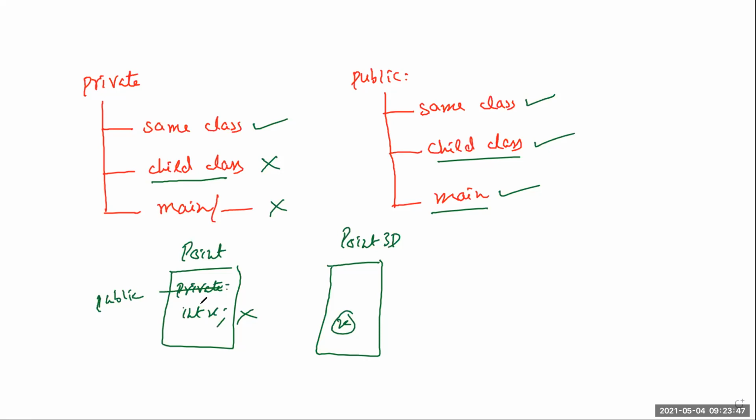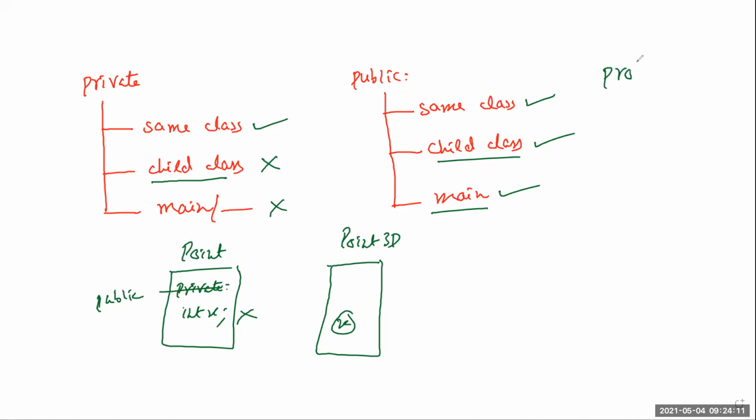If we make it public, then there is another problem. One problem is solved, child class can access it. But a new problem arises that if it is public, then main will also be able to access it. So as a result of this, when we are doing inheritance, we need a third access specifier. Private and public are not sufficient. And what is that? I'll just give you more details later.